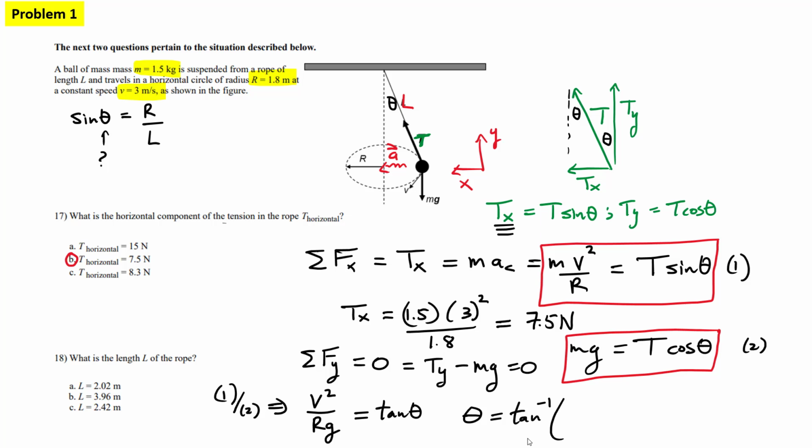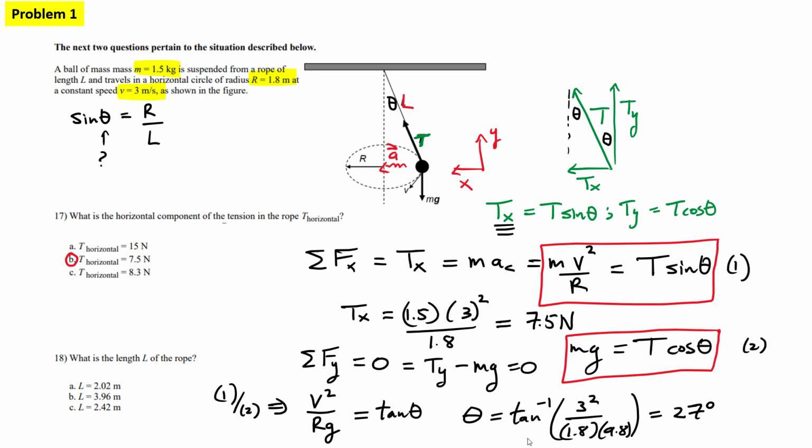And now we substitute some of these values. This is 3 squared divided by 1.8 multiplied by 9.8. All right, I put all those numbers in the calculator. I get an angle theta that was approximately 27 degrees.